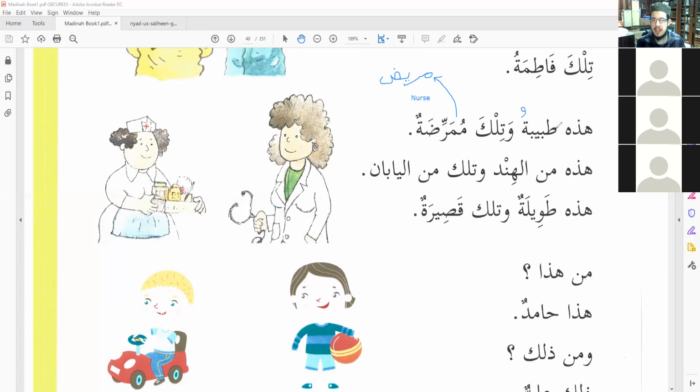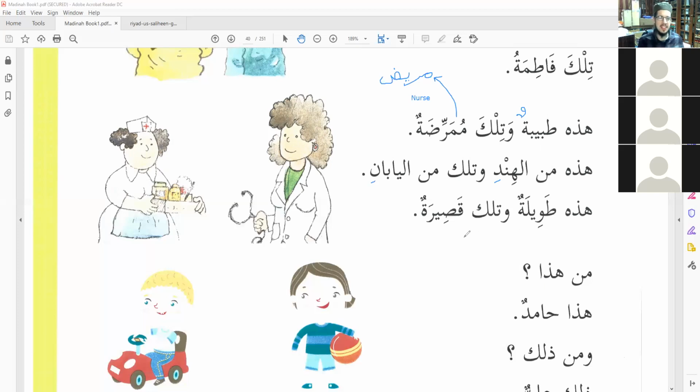So yes, completely correct. هذه طبيبة, because it's a common noun. وتلك ممرضة. Very good. Keep going. هذه من الهند من الهند وتلك من اليابان. MashaAllah. I was going to really blame myself if you thought it was min al-Hindu. I was going to say your teacher has failed. Alhamdulillah. Min al-Hindu. Very good.